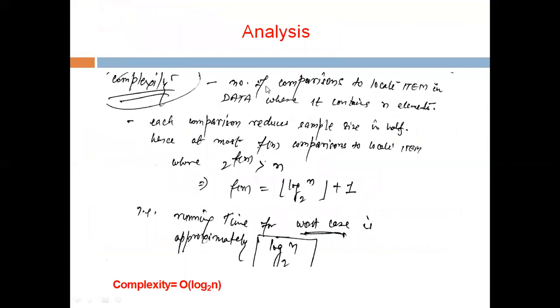So the complexity: the number of comparisons to locate an item in a list with n elements. As I said, each comparison reduces our list by half. Hence, at most, suppose f(n) comparisons are required. So 2 to the power f(n) is greater than n, and hence f(n) is equal to log n plus 1. So the time complexity of binary search in the worst case is O(log n). In the best case, it may be that we find the element in the first comparison, but in the worst case, the time complexity is O(log n).